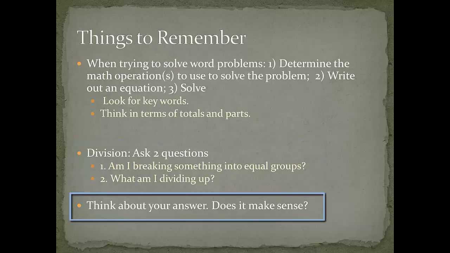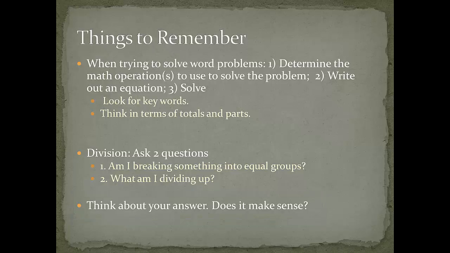And then finally, after you've done everything, always go back and think about your answer and ask yourself, does it make sense? Oftentimes, if you write out an equation incorrectly, you'll get an answer that doesn't make any sense at all. So go back and always think about your answer. Does it make sense? If it doesn't, then you need to start over, go back and try and see where you made an error and fix that error. Hopefully this short video will help you as you read through word problems to determine what math operations you use and how to write out equations using those math operations and solve them correctly.